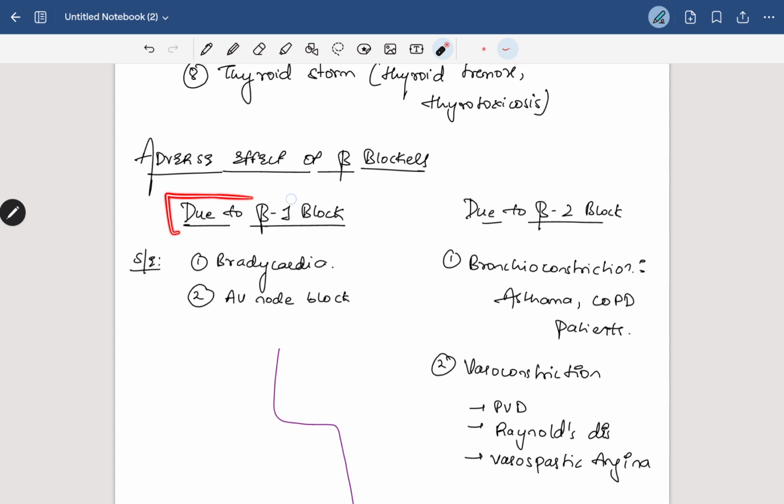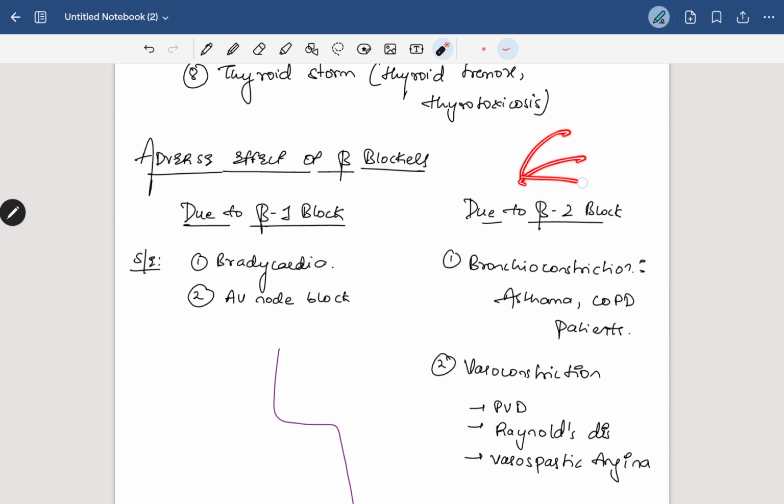Look, see, because of beta 1 block, where is beta 1 present? On the heart, right? So if I'm blocking that, what can be the adverse effect? There'll be too much decrease in heart rate. Too much decrease in heart rate is known as what? Bradycardia. That it can lead to AV node block. Yes, makes sense.